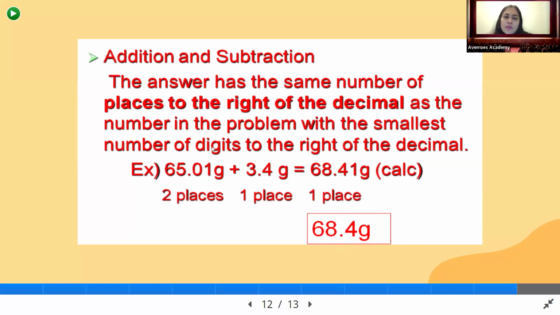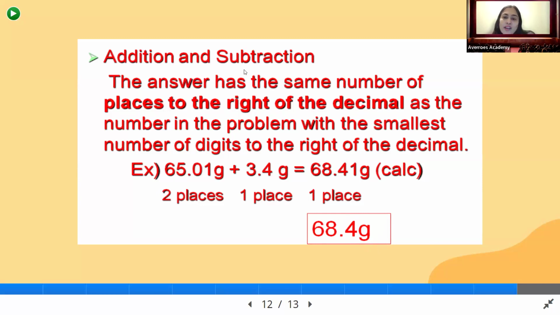It's the number of digits to the right of the decimal. So 0.01 grams, that's two places, and 0.4 grams, that's one place. We take the smallest number of digits to the right of the decimal, which is one place. So the answer will be in just one place.